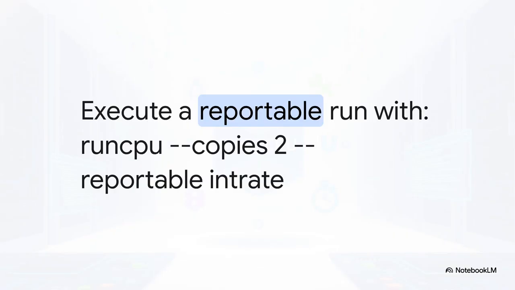All right, here's the command for the final full reportable run. In our example here, let's say we're on a laptop with 2 cores. We'd type runcpu --copies 2 --reportable intrate. Notice how we swapped out those test flags for the reportable flag? A base-only tuning run like this for 2 copies could wrap up in less than 3 hours. But be warned, if you add peak tuning or ramp up the copies, expect that time to shoot up significantly. Honestly, it's the perfect kind of thing to just let run overnight.